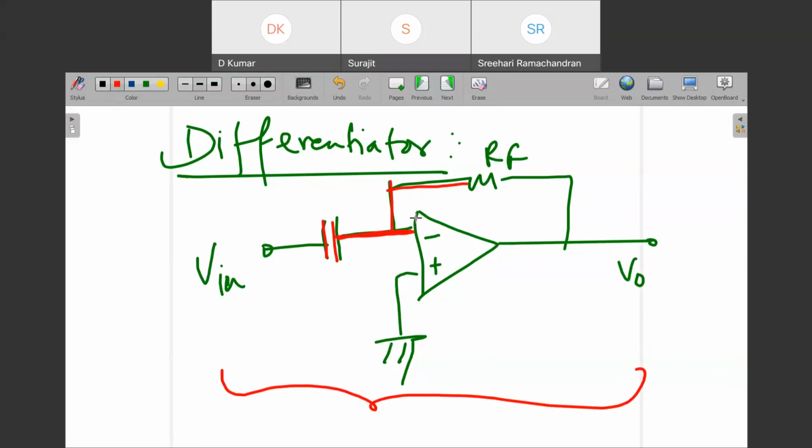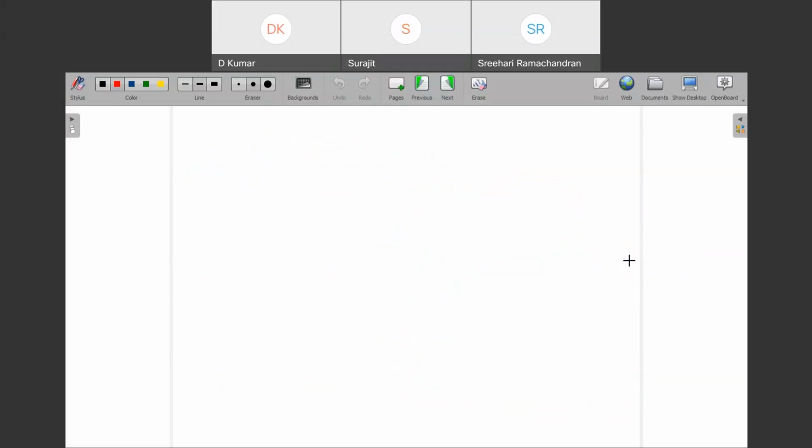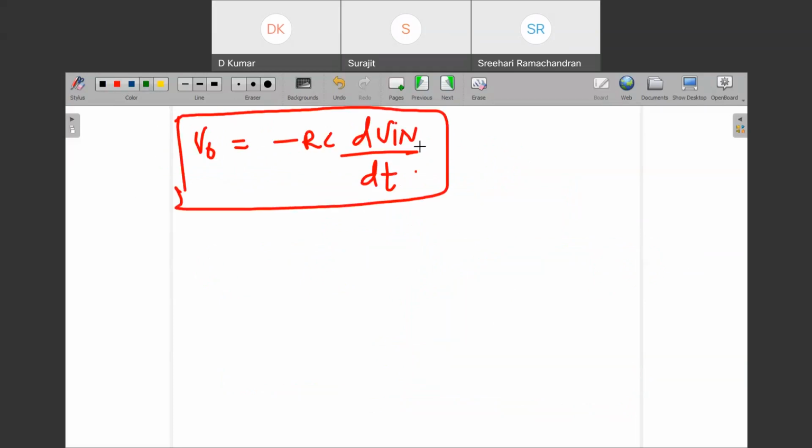Now you should not face any problem identifying the differentiator circuit. So you can find the answer using Laplace transform. This is 1 by CS, right? You can apply it and you'll get the output. Remember this thing. So output V naught will be equal to minus RC dV in by dt. This is dV in by dt. So what is this? This is a slope, right?